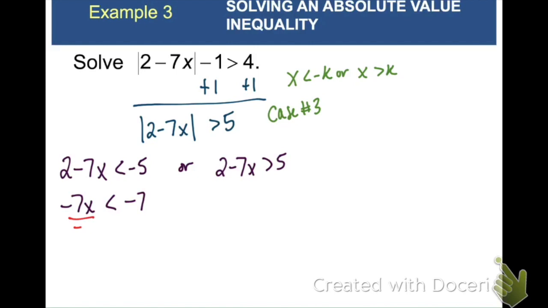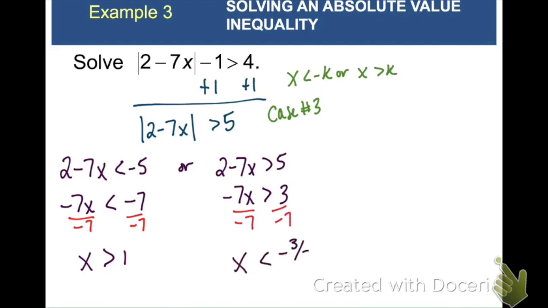We're going to start by subtracting the 2 over, and then notice that we have to divide by -7. Anytime you divide by a negative, you've got to flip the sign. So I've changed my sign from a less than to a greater than on that first inequality. Same thing on the next one. We're going to subtract the 2 over and then divide by a -7, which is going to flip my sign.